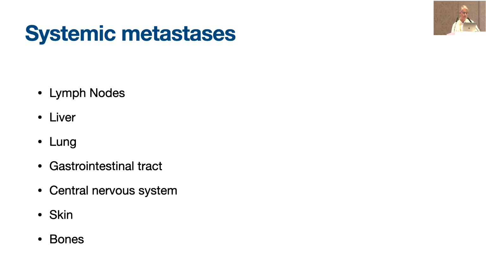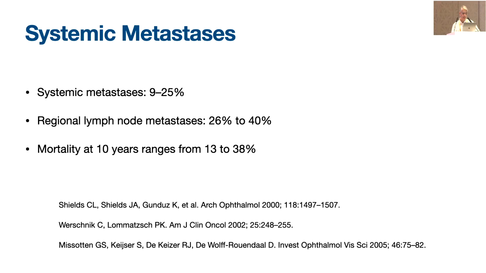Systemic metastasis, whenever we see in these patients, usually it is lymph nodes which get affected first, then the liver, lungs may be affected, and even brain has been known to get affected. Systemic metastases are fairly common. The reported incidence is about 26 to 40% for lymph nodes, and mortality in Western literature is 13 to 38%.